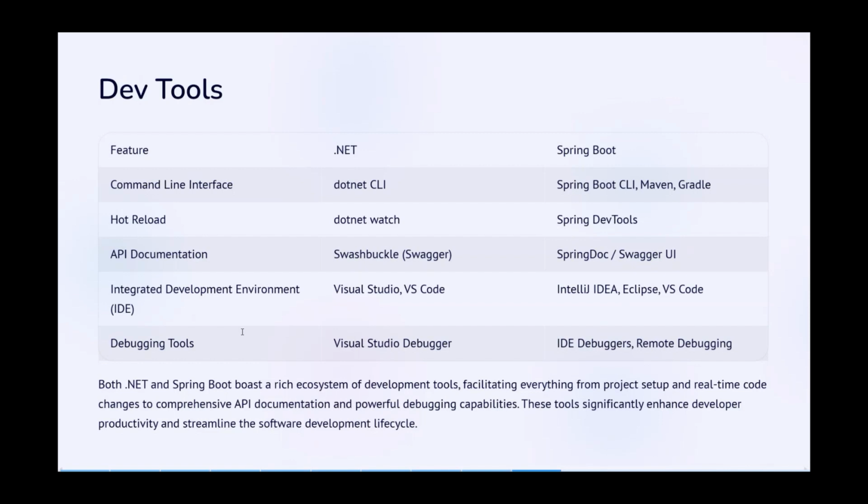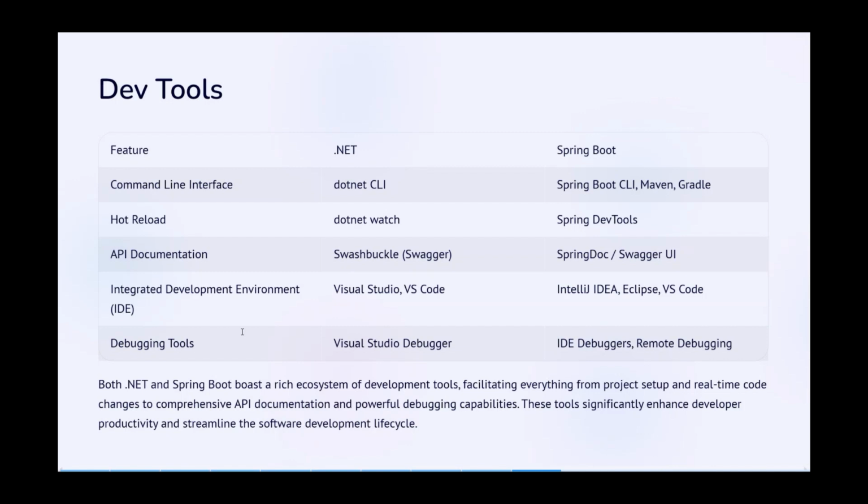So these are the development tools that we use within these two frameworks. For the CLIs, on the .NET side we have the .NET CLI, and in Spring Boot we have the Spring Boot CLI for creating Spring Boot templates, and Maven and Gradle for building the project. And if you need a hot reload, we can use dotnet watch on the .NET side, and in Spring Boot, we need to install the Spring DevTools dependency. For API documentation, we have Swashbuckle UI, and in Spring Boot, we can use SpringDoc.